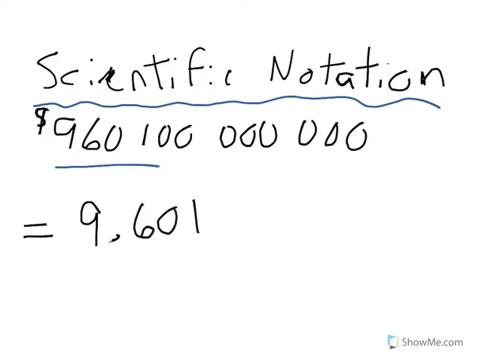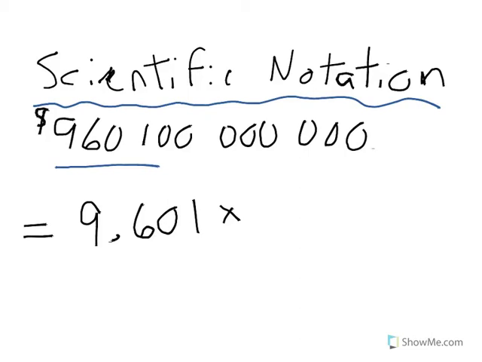So 9.601, right? And then we'll multiply that by whatever power of 10 we need to get back up to the 960 billion mark. So let's figure out what that is. And we can do that by just counting how many times we need to move the decimal place to change 960 billion 100 million into 9.601.